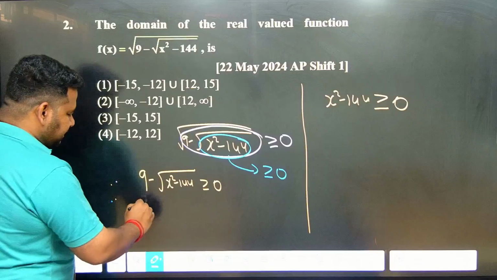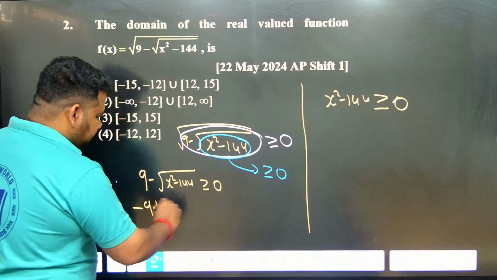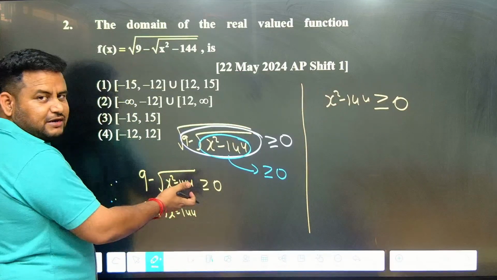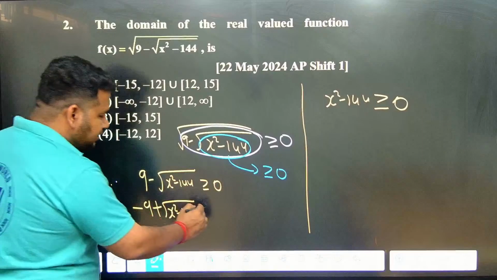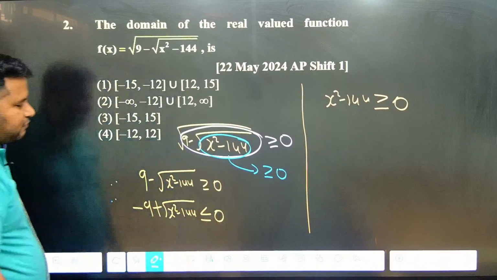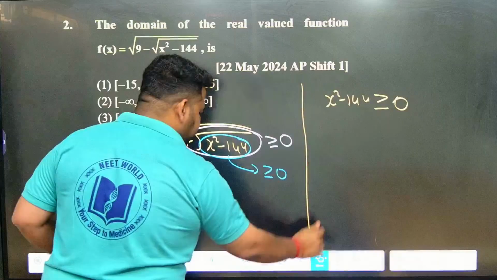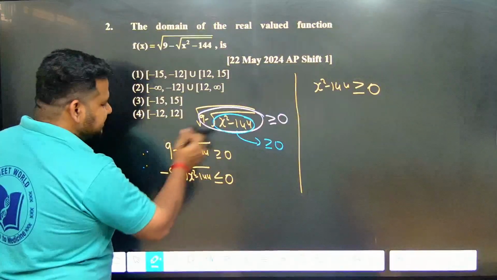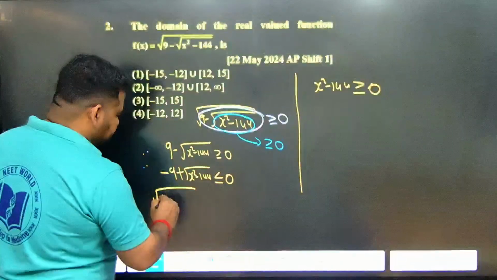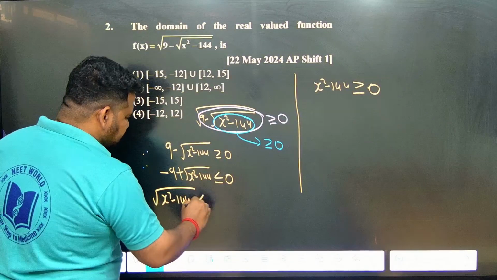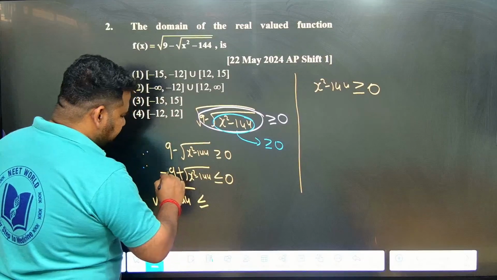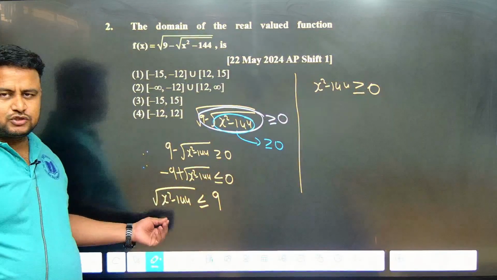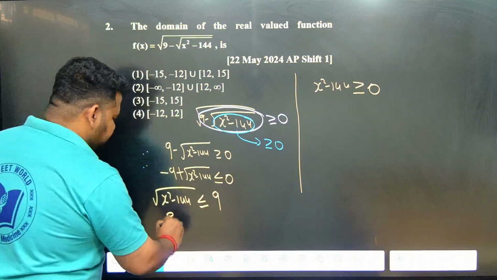So this will become minus 9 plus square root of x square minus 144. If I multiply with minus, the inequality greater than or equal to 0 will become less than or equal to 0. Now this minus 9 I will send to the RHS, so the square root of x square minus 144 is less than or equal to 9. Now I have to remove this square root, so I will square on both sides.